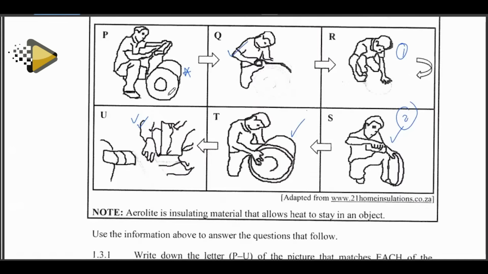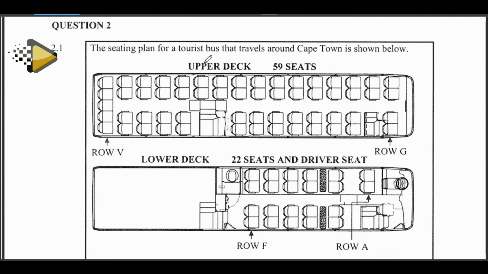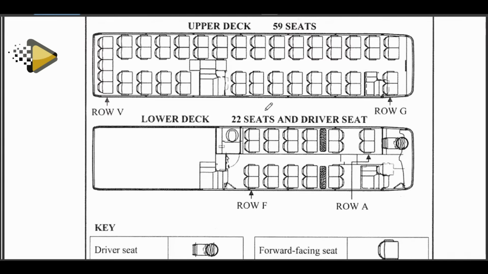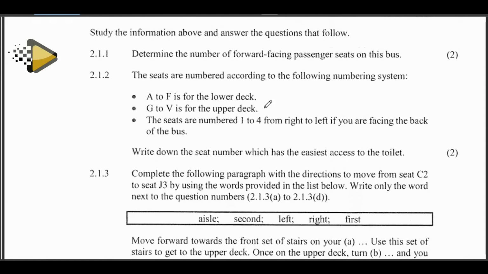In question number 2, we have something to do with the bus. The seating plan for a tourist bus that travels around Cape Town is shown below. It has an upper deck with 59 seats and a lower deck with 22 seats and the driver's seat. So all in all, we have around 81 seats. They're asking us to determine the number of forward-facing seats on this bus.